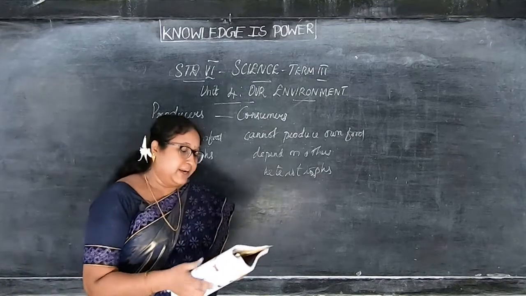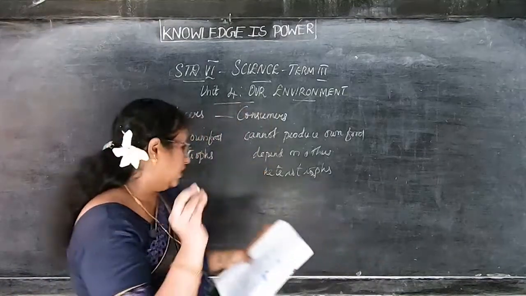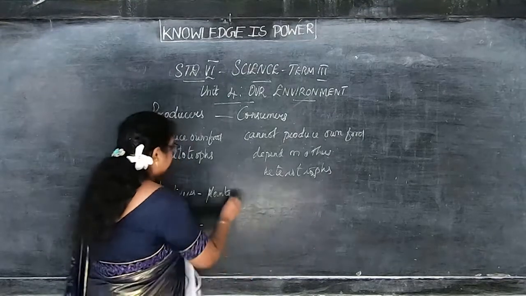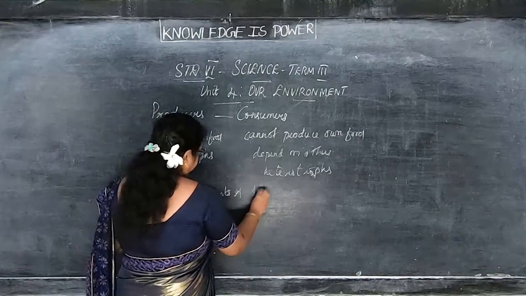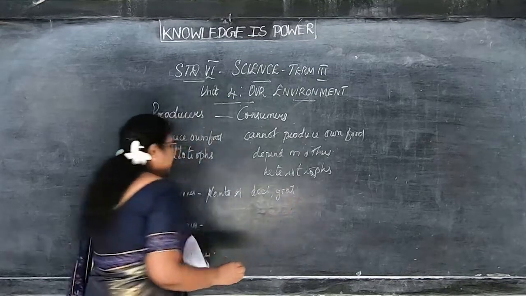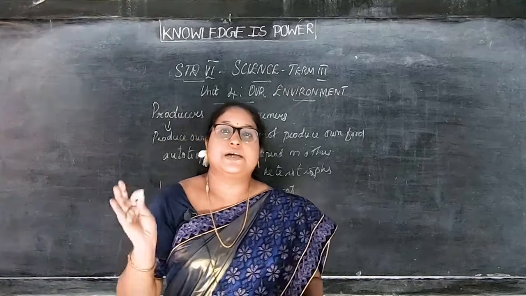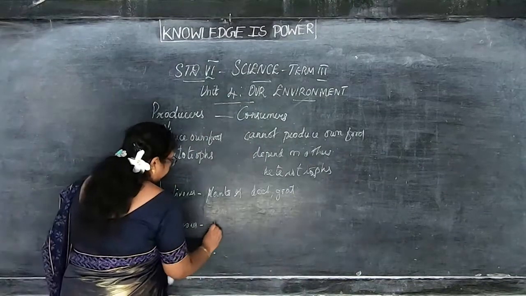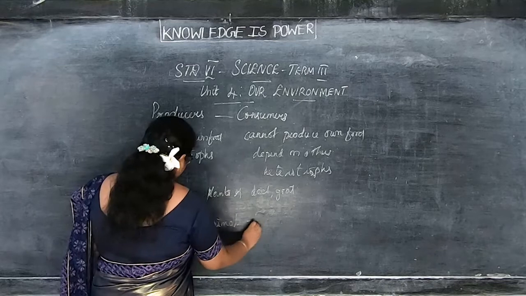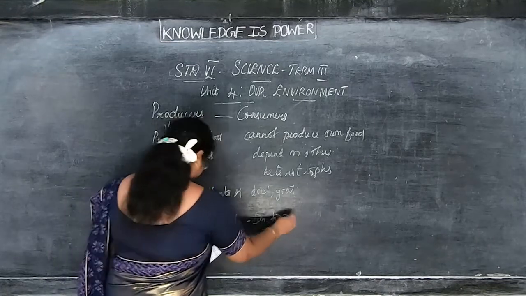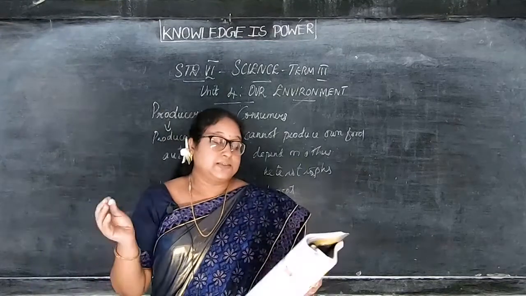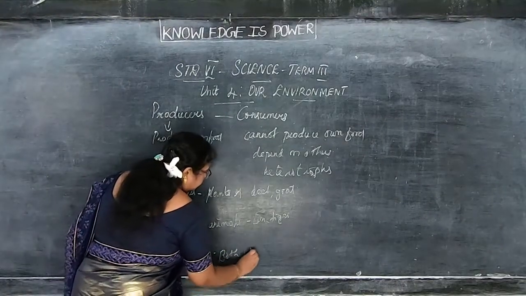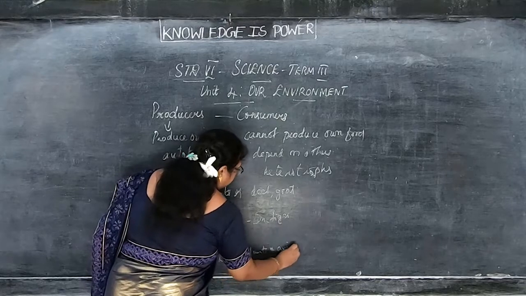Now if you take herbivores, they are animals which eat plants or plant products. Animals which eat only plants are called herbivores. Examples: deer, goat, all these plant eaters come under the herbivores that eat only plants or plant products. Next we'll go to the carnivores, which eat only animals. Examples: lion, tiger, all these come under the carnivorous animals. Next, omnivores eat both plants as well as animals. Both plants and animals, okay, they are called omnivores.